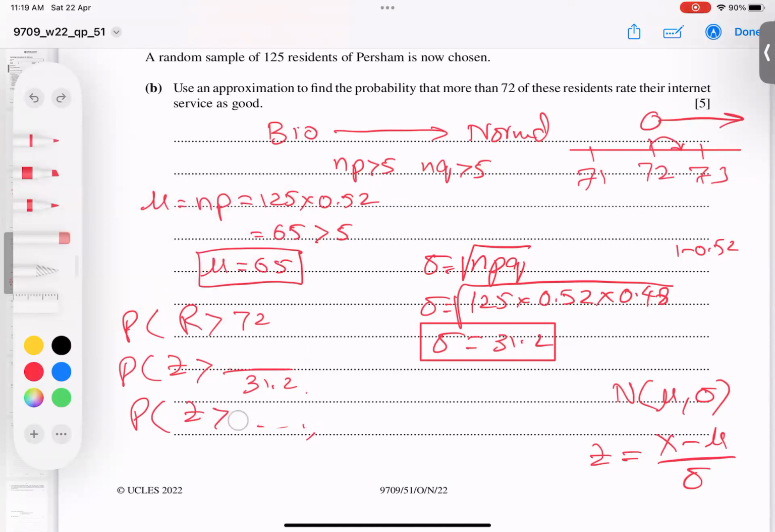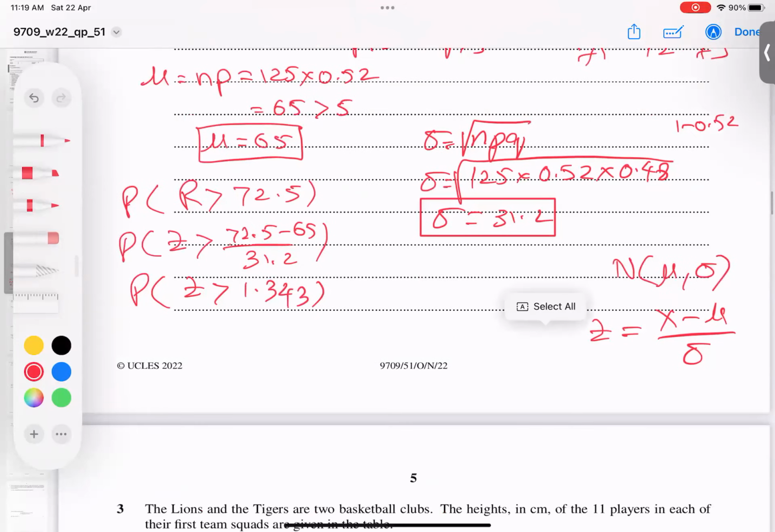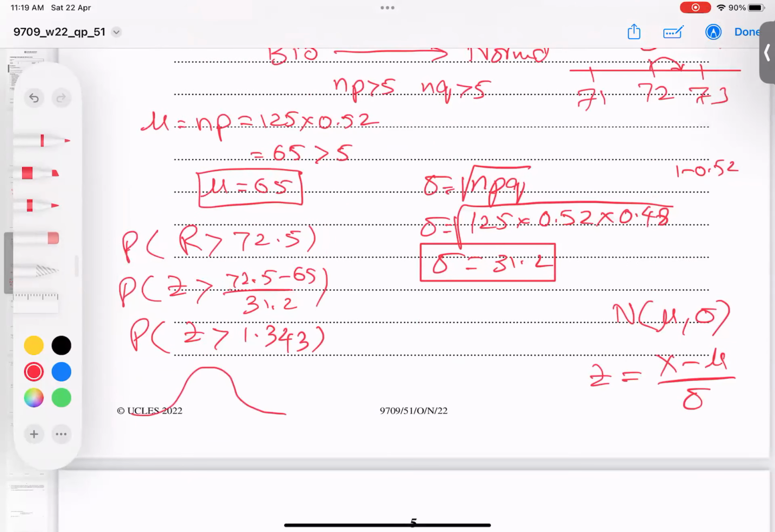So here I'm getting 72.5, and 72.5 minus the mean, divided by the deviation, and now I'm finding it. This is becoming 1.343. I hope the point is clear. Now I draw a bell shape, and all of you know I taught it many times. Ask yourself, is it positive or negative?